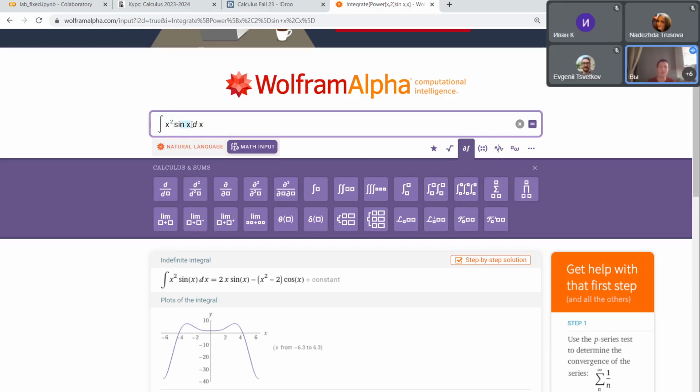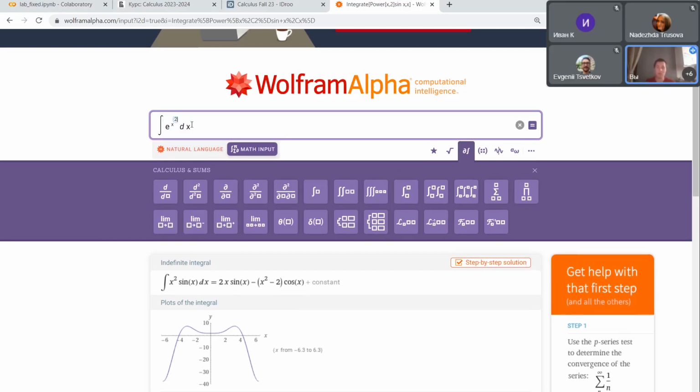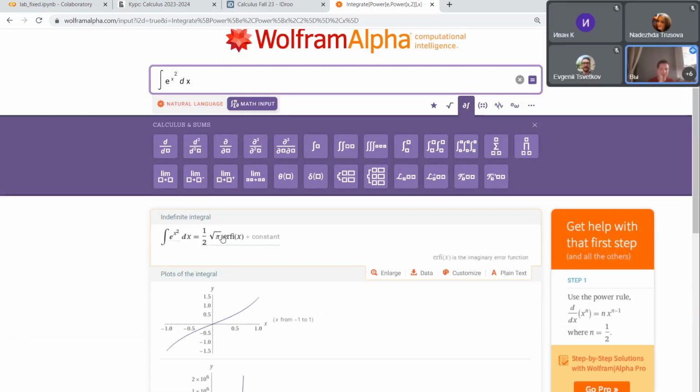But what will happen if someone, for example me, asks it to compute the integral of e to the power of x squared? As you can see, it doesn't give you some simple and short answer. It gives you something strange, because the integral of this function can't be computed analytically.